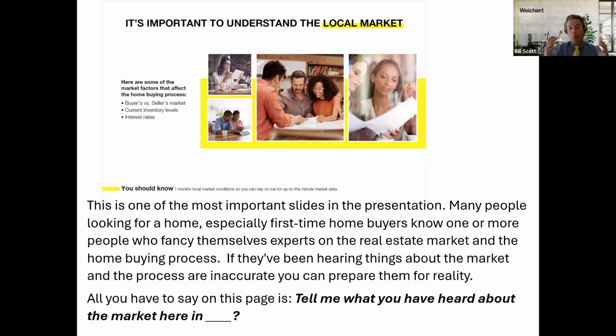But we need to find out what people have been telling them about the market here, about the process and things like that. And so when you get to this page, you just ask, tell me what you've heard about the market here in Chicago, here in Denver, here in Los Angeles, here in Salt Lake, wherever you are. Tell me what you've heard about the market here and write it down. Write it down.